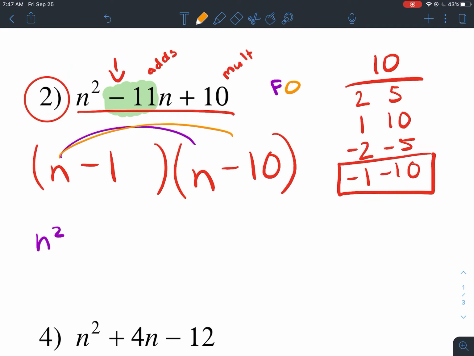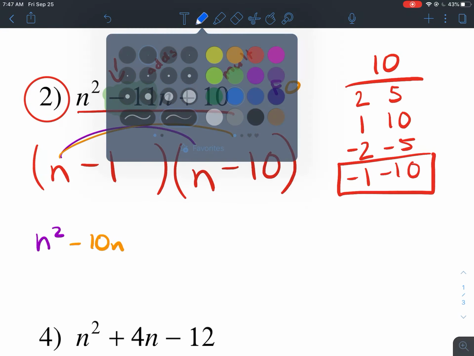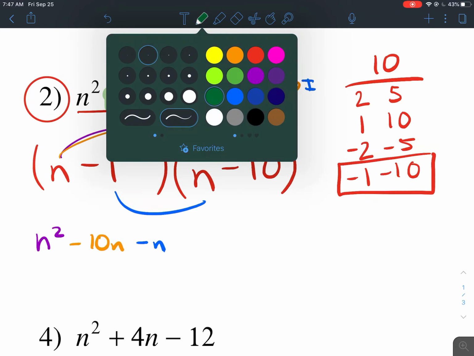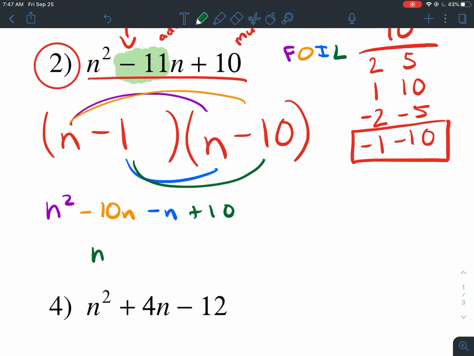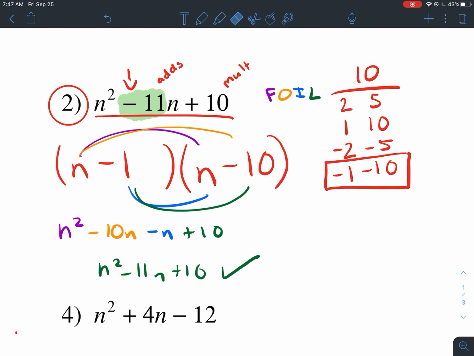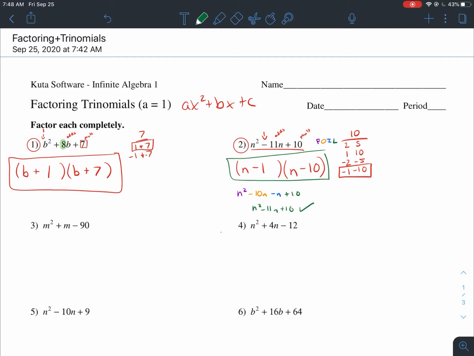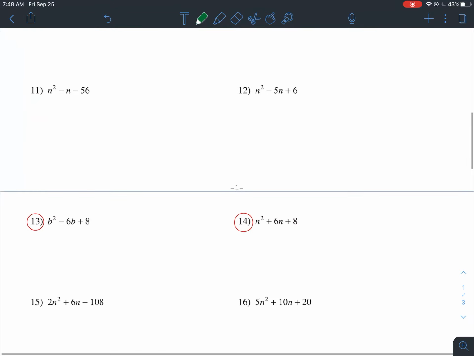So let's go ahead and do that real quick. We'll do our F, n squared, our O, minus 10n, our I, minus n, and our L, which is going to be plus 10. So I'm going to combine like terms. I get n squared minus 11n plus 10. So that shows me that I factored correctly. All right, so you want to make sure that when you FOIL these binomials out, you end up with what you started with.